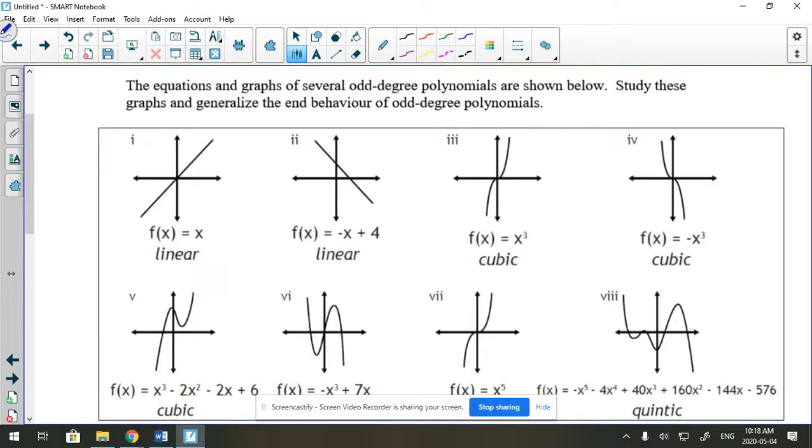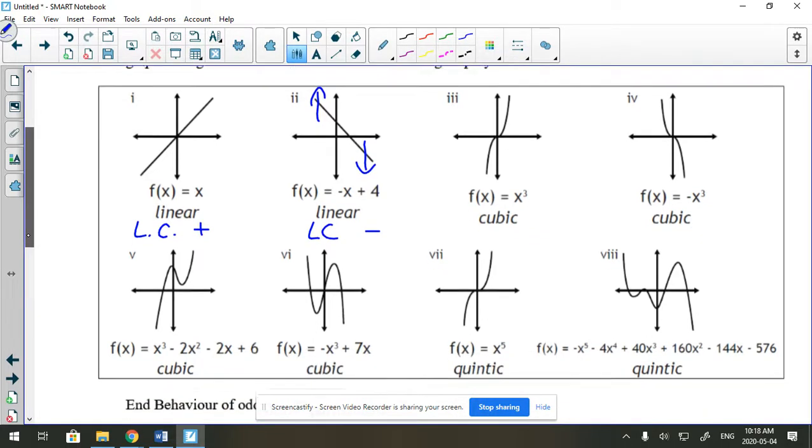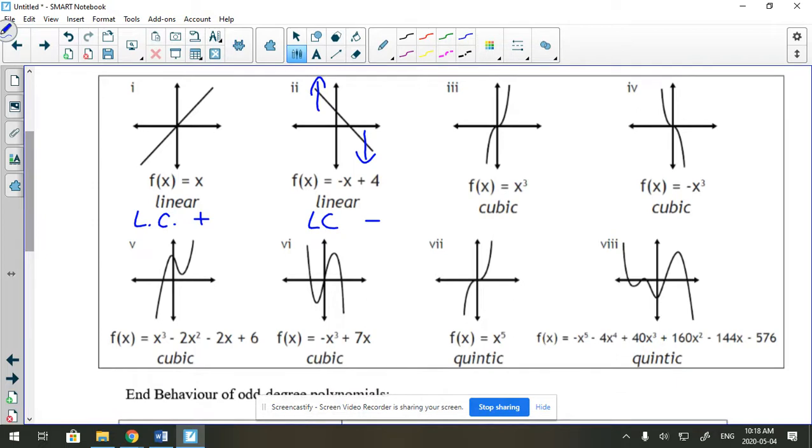So it kind of looks like robot arms. And then you can notice this one here has a positive leading coefficient. This one here has a negative leading coefficient. So you can kind of see that if it's a positive leading coefficient, it's going to start pointing down and end pointing up. And if it's a negative leading coefficient, it's going to start pointing up and end pointing down. So we can summarize that as well, and you can look and check out the other graphs. It's true for all of these.